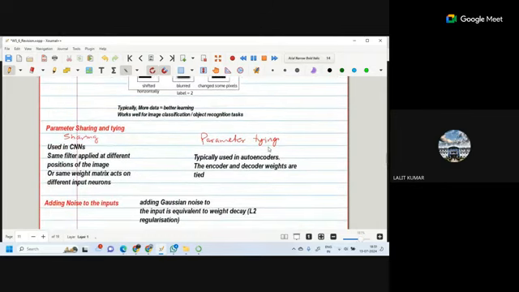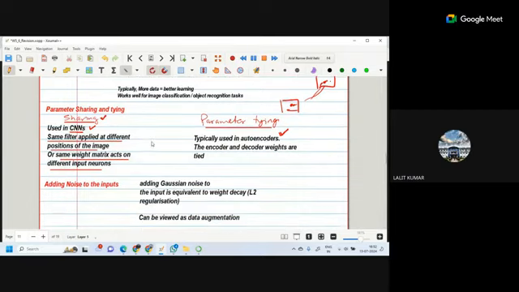The third technique is parameter sharing and tying. Parameter sharing is generally used in convolutional networks, which we will study in the coming 7th or 8th week, wherein the same filter is applied at different positions of the image, or some weight matrix is applied on different neurons. Then it is known as sharing. Parameter tying is generally done in autoencoders, where there is an encoder and a decoder, and the parameters are tied. Tied means if I change here, this also gets changed here. So that is also one of the regularization techniques.